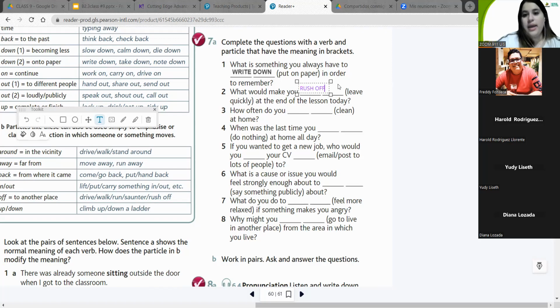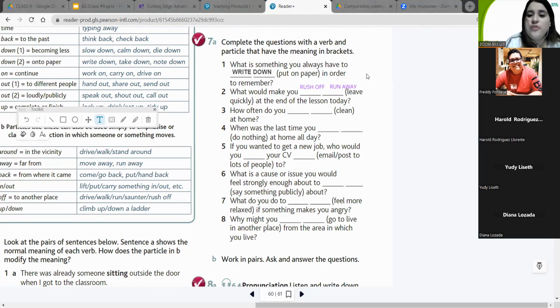Or run away. Both are possible in this sentence. What would make you rush off or run away at the end of the lesson today? So that means leave quickly. Maybe you have an appointment or whatever situation you have, and then that will make you rush off or run away at the end of the lesson today. Yes, somebody was going to say something?